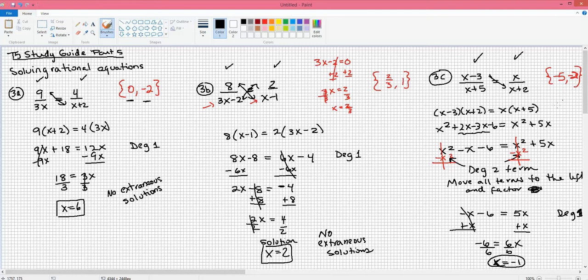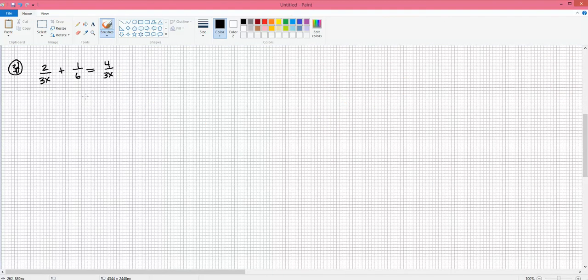And since it's not one of the excluded values, this is the solution. Now I don't have any room, but there are no extraneous solutions on this problem either. All right, the next problem is this one.